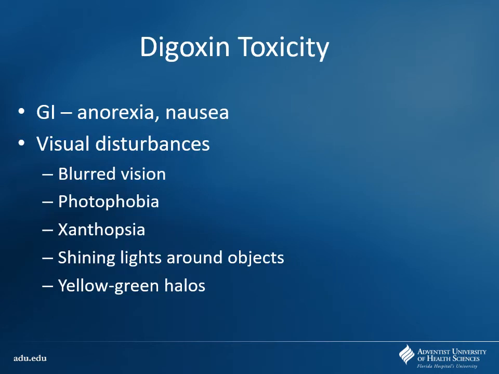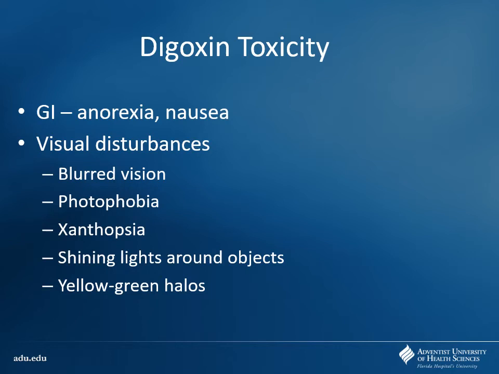Okay. And we'll see that this is also used for AFib. So this can be useful if a patient has CHF and AFib because it helps to actually control that. We'll talk about that as an antiarrhythmic a little bit later on. So side effects-wise, again, this is why it's a narrow therapeutic index drug, a lot of side effects associated with it. So again, GI, you see a lot of anorexia, nausea, vomiting associated with it.